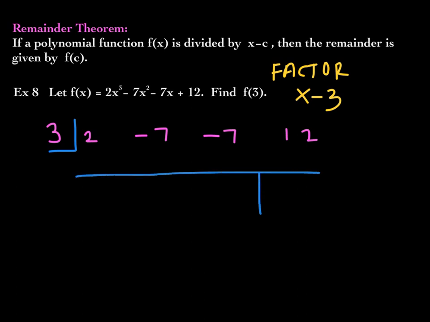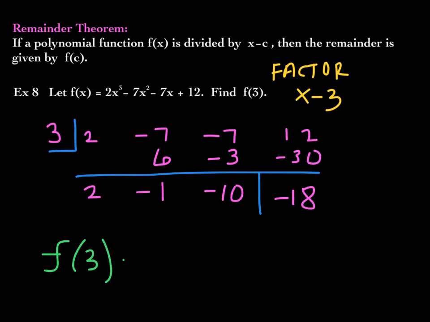Now watch this. I'm going to set this up for my remainder. Bring down the 2. 3 times 2 is 6. Negative 7 plus 6 is negative 1. 3 times negative 1 is negative 3. Negative 7 plus negative 3 is negative 10. 3 times negative 10 is negative 30. And this is negative 18. Look at that, everybody. What we just showed is that f of 3 is negative 18. And we used synthetic division. That's what the remainder theorem says. That if you use synthetic division, your remainder will be the same thing as taking 3 and plugging it into the function, right? The remainder is f of c.